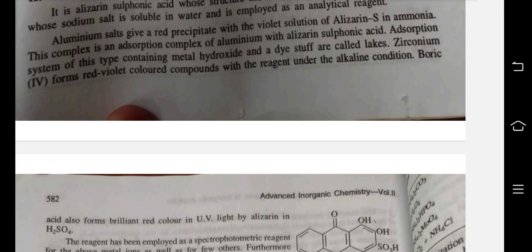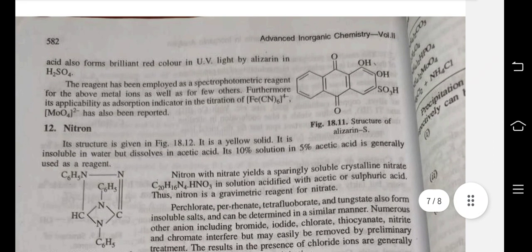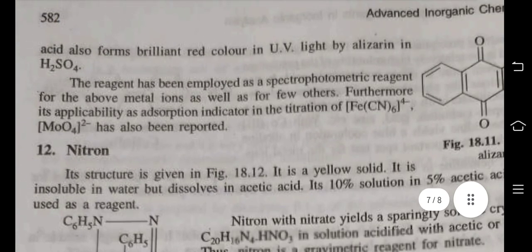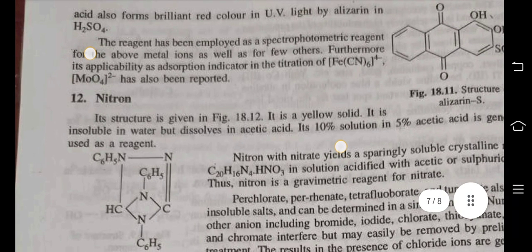Zirconium forms a red-violet colored compound with the reagent in alkaline solution. Boric acid also forms a brilliant red color in UV light with alizarin in sulfuric acid. The reagent has been employed as a spectrophotometric reagent for the above metal ions as well as for a few others. Furthermore, its applicability as an adsorption indicator in titration of Fe(CN)6 4- and molybdenum has been reported.